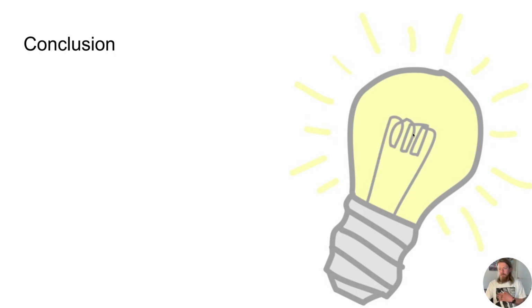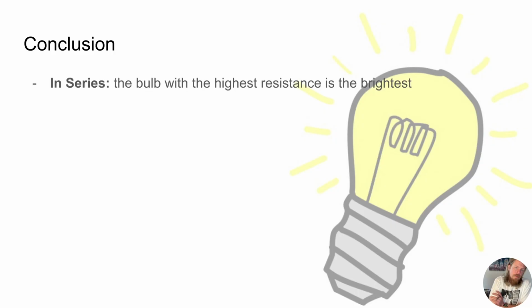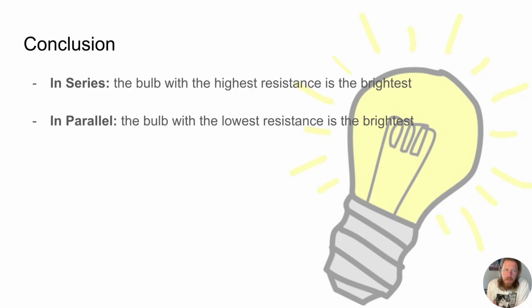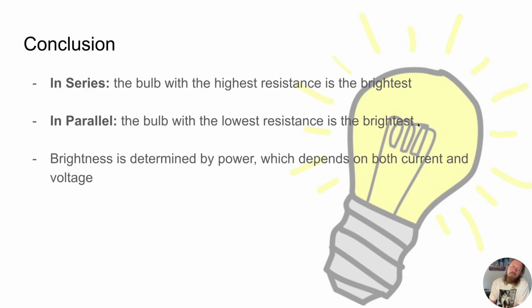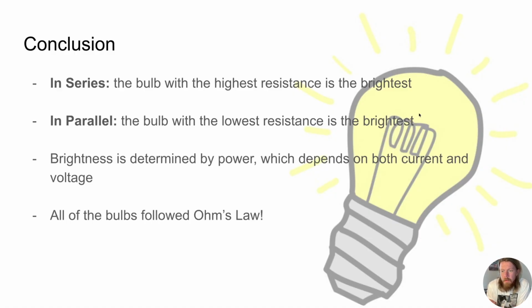So in conclusion, in series, the bulb with the highest resistance is the brightest. In parallel, the bulb with the lowest resistance is the brightest. Brightness is determined by power, which depends on both current and voltage. And all of the bulbs in this simulation did follow Ohm's law.